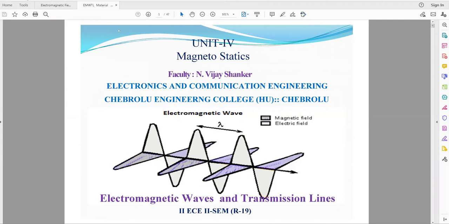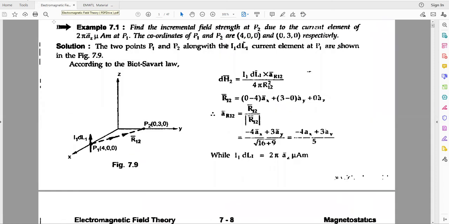Today, we are going to discuss the examples in magnetostatics. That is the fourth unit. In the last week, we completed up to the 3 units: transmission line 1, transmission line 2, and also the third unit, electrostatics. All the examples. Now you go for the magnetostatics, the fourth unit examples.